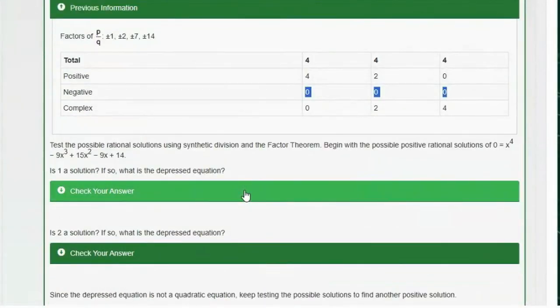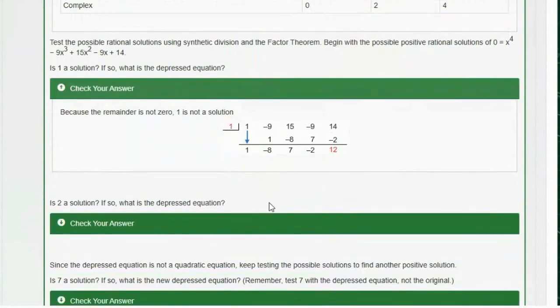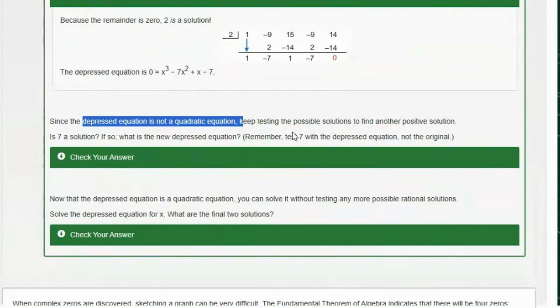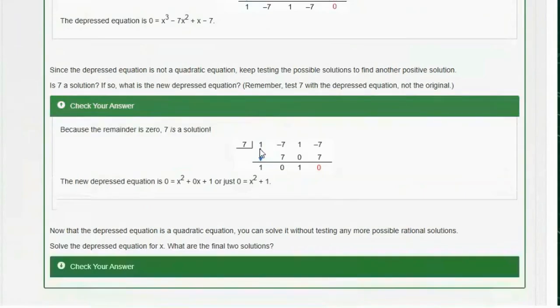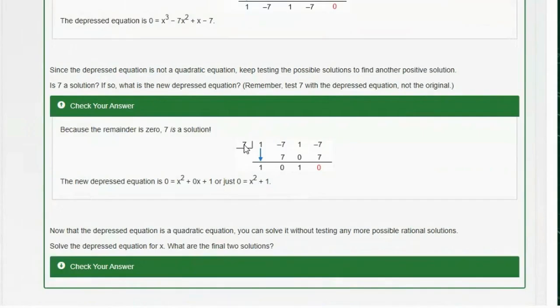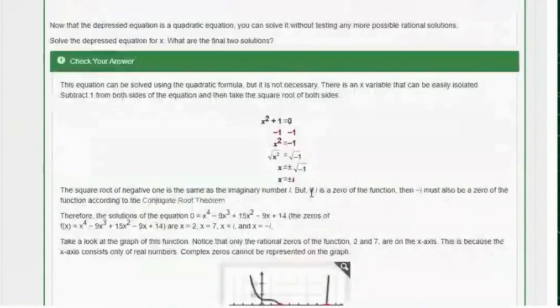So is 1 a solution? No, 1 was not. Was 2 a solution? 2 is a solution, and we got it narrowed down to there. Since the depressed equation is not a quadratic equation, keep testing the possible solutions to find another one. So they used the depressed equation. After they pulled out the 2, there's no need to divide into the original equation anymore. Now let's divide into what's left. And that's when they found, yes, 7 does work, and then we're left with x squared plus 1.